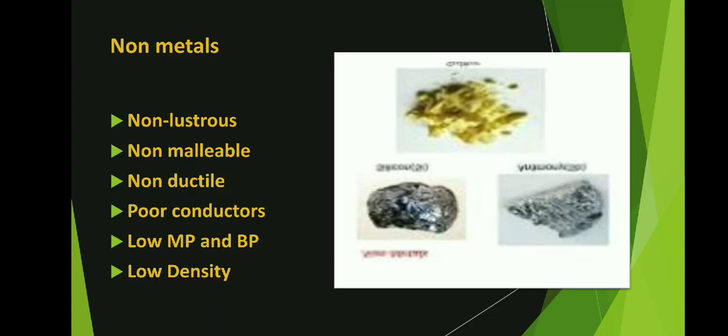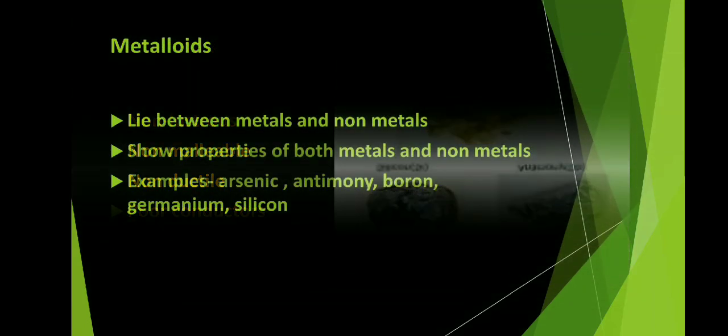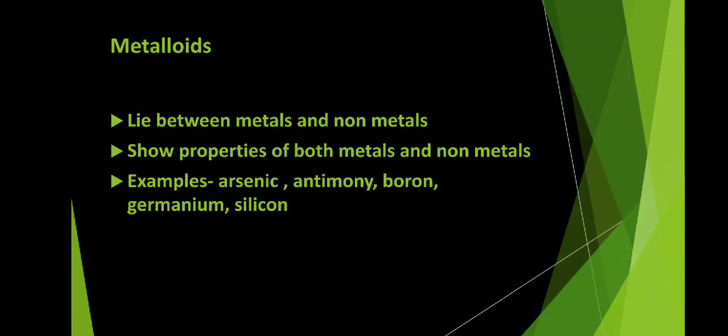My dear students, on page number 19, there is a comparative study. This table is given that differentiates metals and non-metals. Please read that also. Then the third category of elements are metalloids. Metalloids are a group of elements that lie between metals and non-metals. These metalloids, they show properties of both metals and non-metals. Some examples are given. These are arsenic, antimony, boron, germanium and silicon.